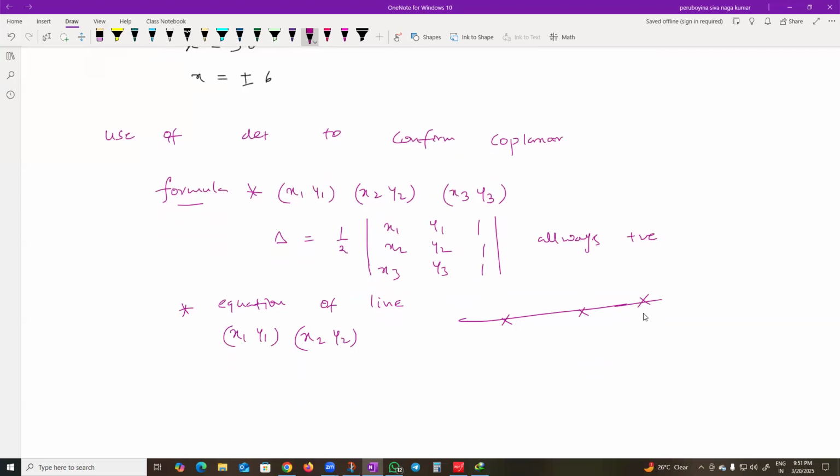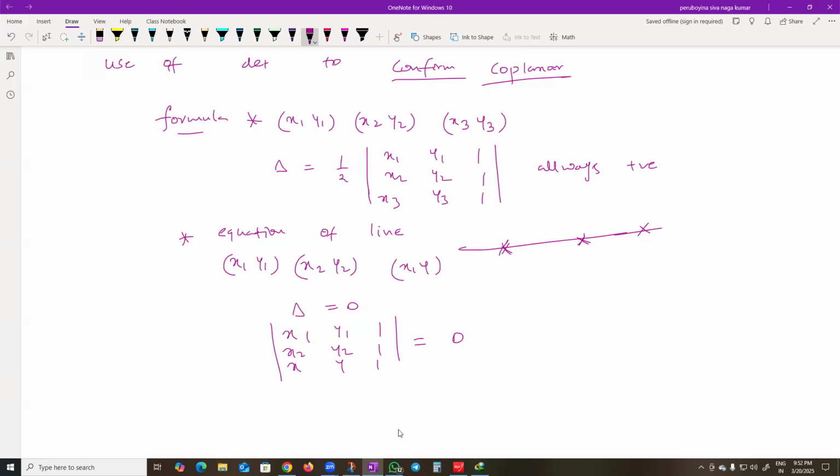So for that, we will assume a locus point x comma y, which lies on the same line as these 2 points. And then we will set delta equal to 0, because, as I just told you about coplanarity, that value will be 0, right? So these 3 points, look at that pattern, they lie on the same line, so that value will be 0. So take x1, y1, and 1, x2, y2, and 1, and x, y, 1, the locus point. You have to assume that locus point yourself. Make that value 0, and automatically you will get the answer. So these are the 2 points we are going to use.